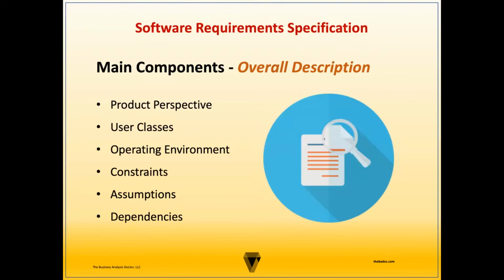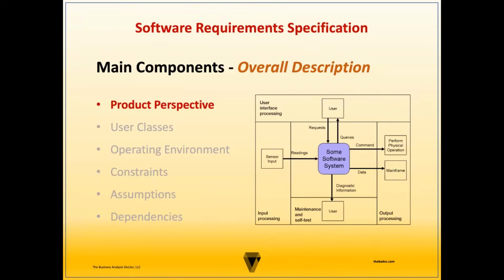Now let's look at the overall description of the SRS. This section provides a high-level overview of the product and describes the general functionality of the software. It also describes the users of the software, the operating environment, as well as any constraints, dependencies, and assumptions that apply to the software.